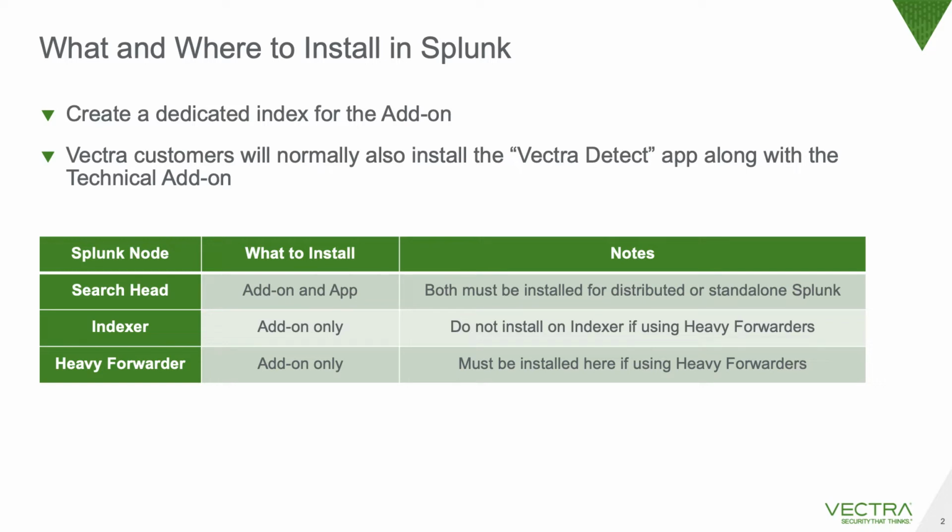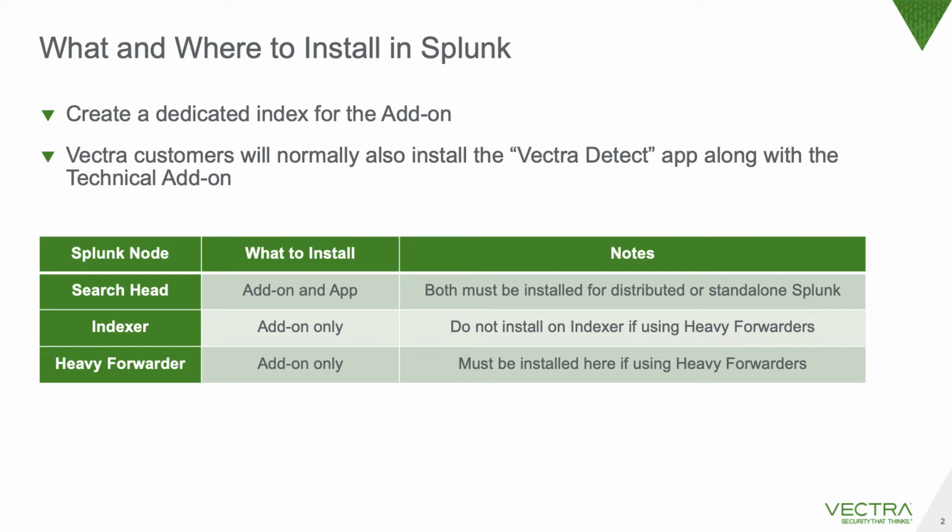You should create a dedicated index in Splunk to be used by the add-on. If you are also ingesting from a non-SaaS Vectra platform, both this add-on and the TA for Vectra Detect that uses syslog data in JSON format can share the same index. Most Vectra customers will also be installing Vectra's Detect app for Splunk, which provides pre-configured dashboards.